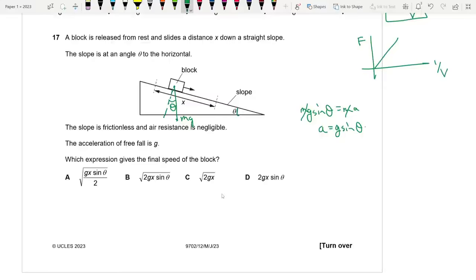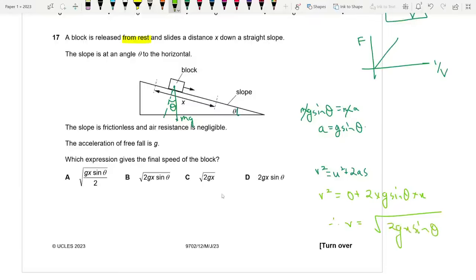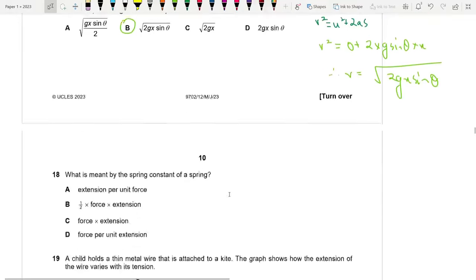We don't know time. We can go for v squared is equal to u squared plus 2as, and our initial speed is 0. We are released from rest. So v squared is equal to 0 plus 2 into g sine theta into x. Therefore, v is equal to root over 2gx sine theta. So I am going to go for B. Okay, relatively simple till now.